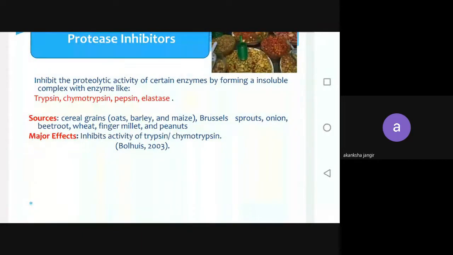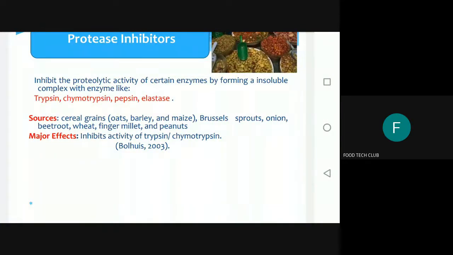You see in red it is written trypsin, chymotrypsin, pepsin, and elastase. These enzymes are present in our physiological system, and they help us digest.